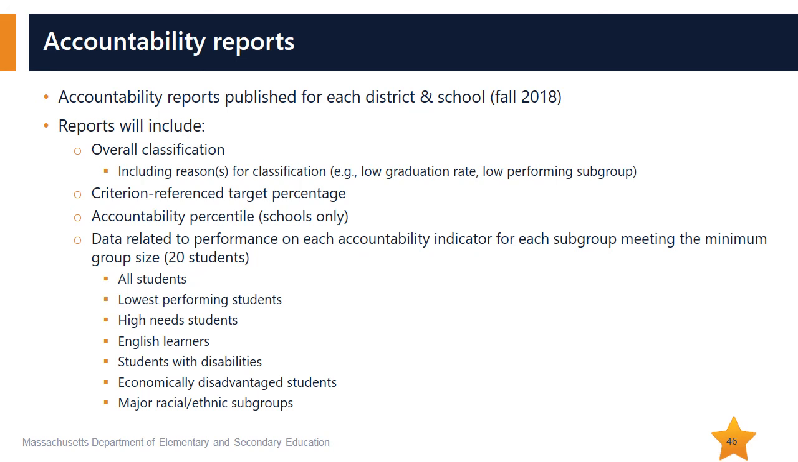Additionally, each school and district will receive information on the performance on each of the accountability indicators for the school as a whole, the lowest performing students group, special populations, and each of the major racial and ethnic subgroups that meet the minimum group size of 20 students required for reporting.